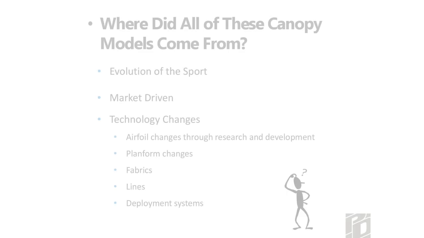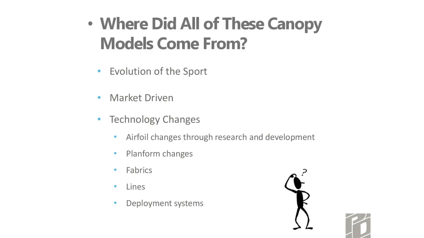Technology changes. Different things have become available to us in the sport. There's been different airfoils and planeforms through research and development. New fabrics have evolved. You look at silk fabric, non-coated F111 type material, zero porosity type fabric and sail fabric, and you name it, there's a million of them out there now. They're all a little bit different, and they've changed the parachutes we have to use.